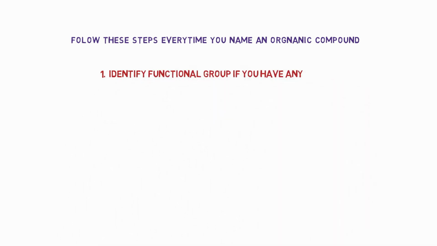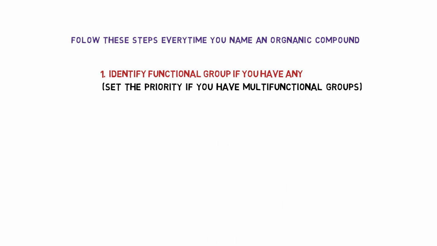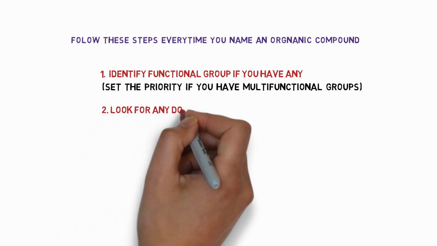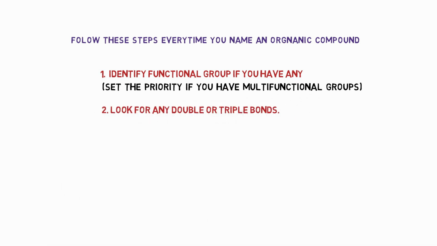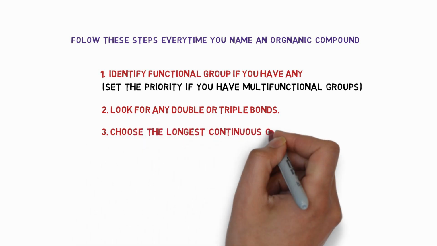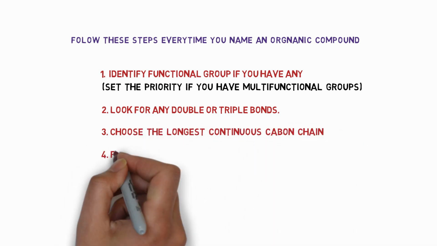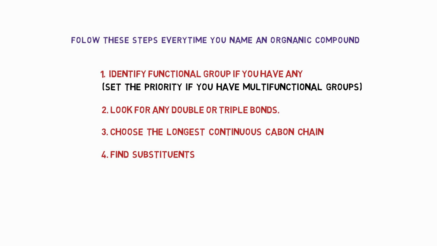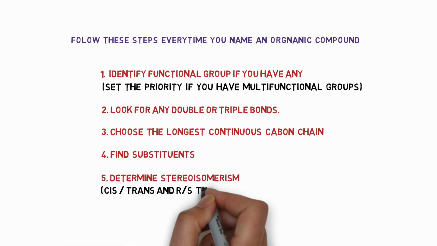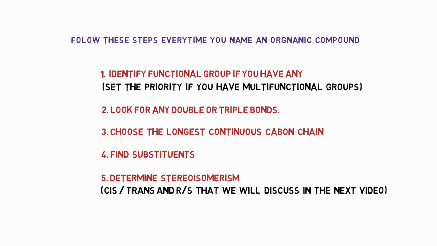Identify the functional group. To find the double bond or triple bond, you need to determine the longest continuous carbon chain. You need to look for the substituents. Then finally you have to determine the stereoisomerism, which is cis or trans. And there may be R and S also when you have a stereocenter. We will discuss it in the next video.